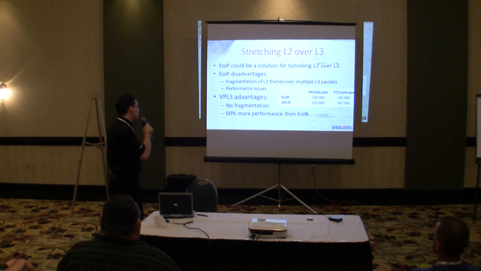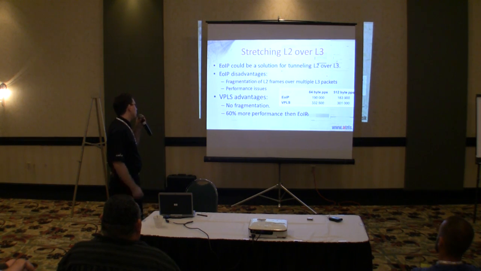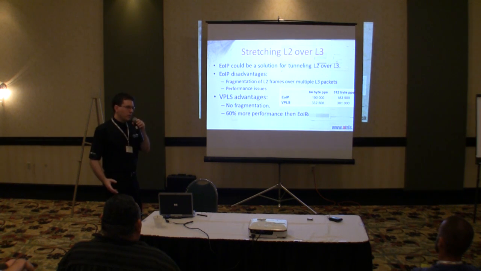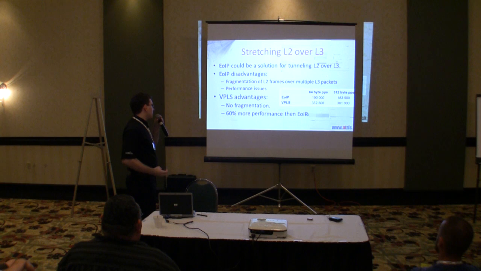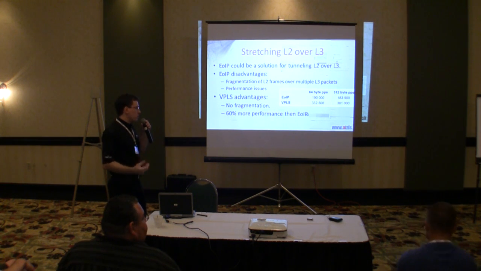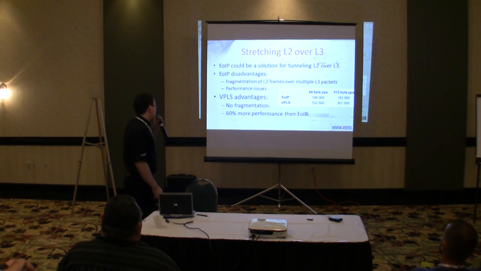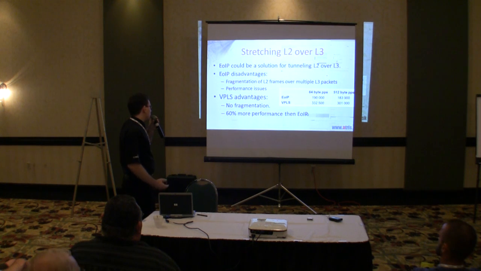So EoIP could be a solution for tunneling layer 2 over layer 3. I mean, it basically works, right? The problem with EoIP really is to avoid fragmentation. In EoIP, you have to do some crazy things. Since EoIP works like it works, and a layer 2 frame is always going to be much bigger than what you can fit into a layer 3 packet, fragmentation becomes an issue with EoIP.